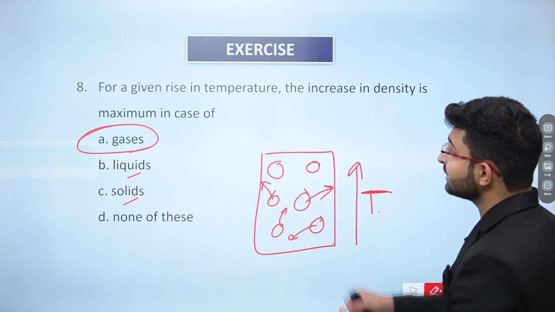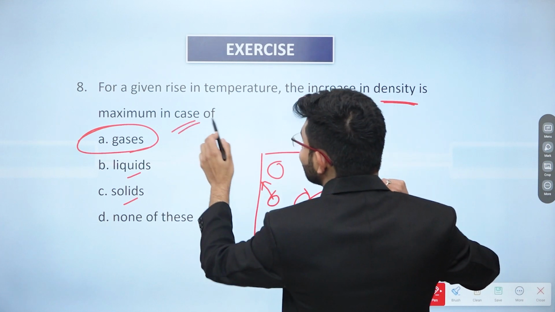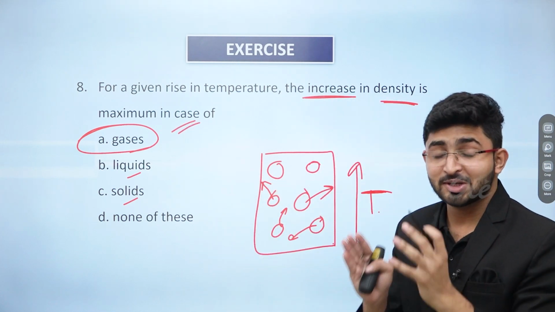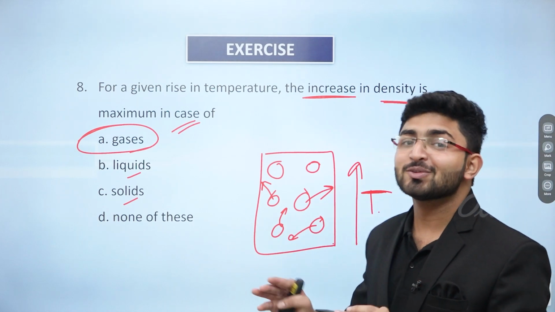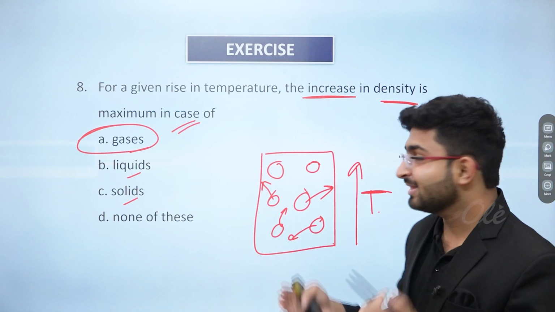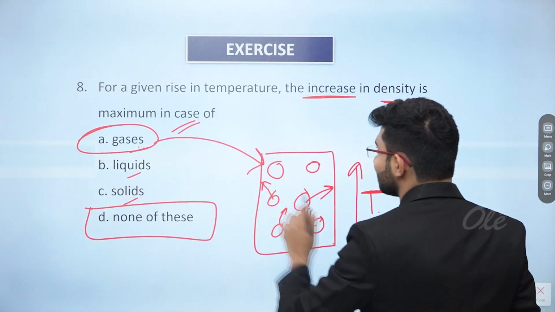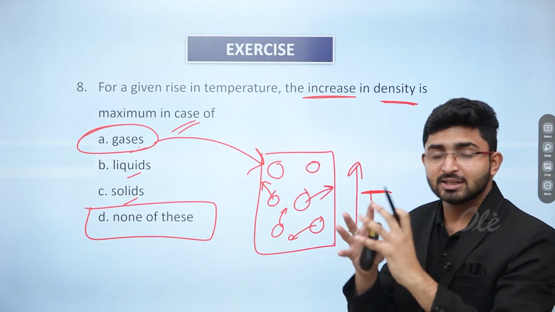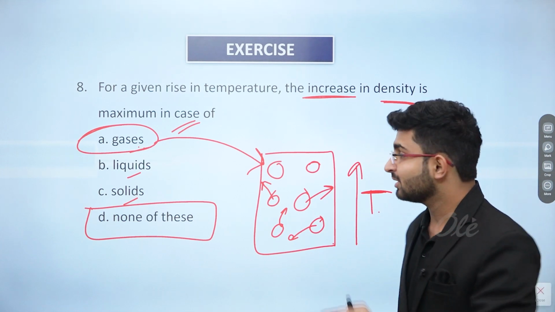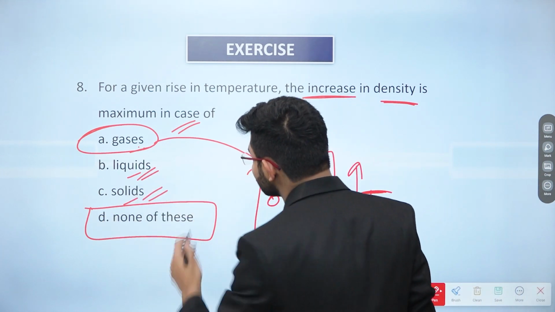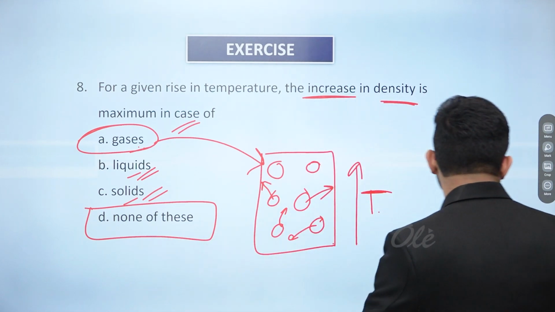But it is actually asking that when we raise the temperature, the increase in density is maximum in case of. But actually what happens when we raise the temperature is that the density decreases. So the question is confusing, and the correct answer will be none of these. In case of gases, if we raise the temperature, the molecules move far apart, moving here and there, and that's why the density will decrease. In case of liquids it will happen again, and in case of solids it will happen again. That's why the correct answer becomes none of these. Okay, that is the D option.